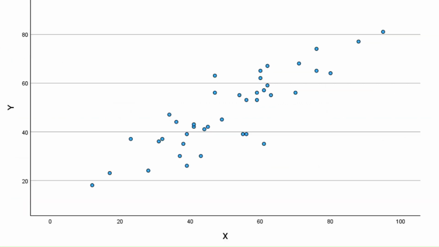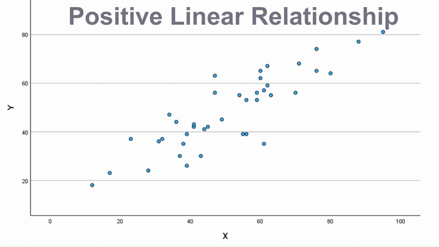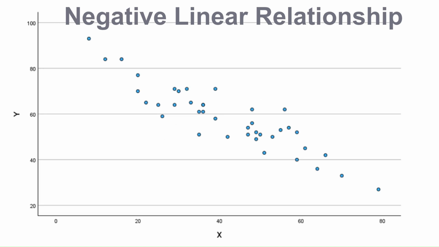Each dot on the graph represents a participant or case. If those dots generally follow a straight line, then the relationship between the variables is linear. Here's an example of a positive linear relationship. As one variable increases, the other variable tends to increase as well. A negative linear relationship, on the other hand, looks like this. As one variable increases, the value of the other tends to decrease.